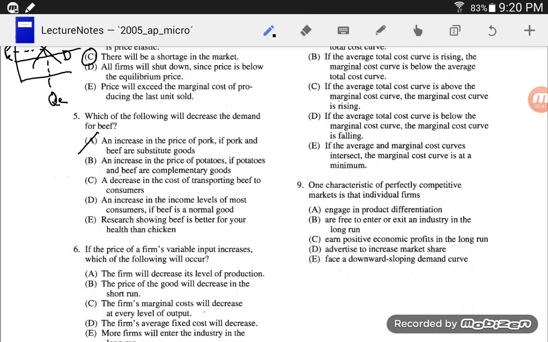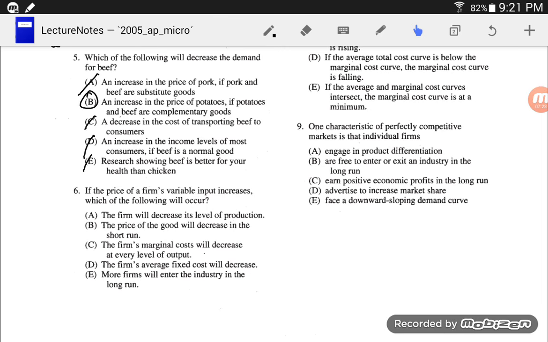It's not A. An increase in the price of potatoes, if potatoes and beef are complementary goods, if those things are bought together. Well, if potatoes go up in price, the quantity of potatoes demanded is going to go down. And if people are buying fewer potatoes, then they're going to want to buy less beef. I kind of like that answer. That decreased the demand for beef. And in fact, that is the correct answer, so I'm not going to look at the rest of those.